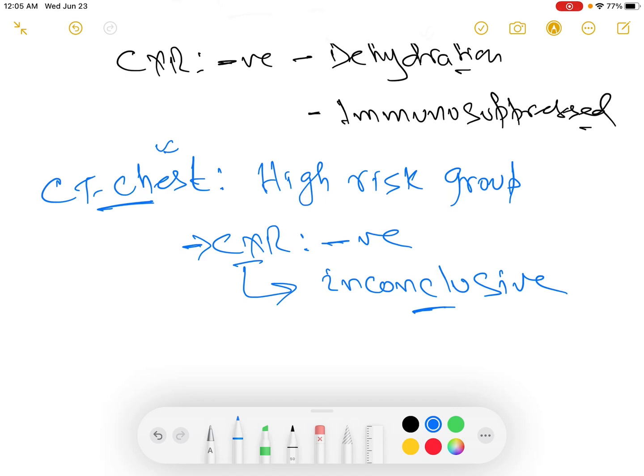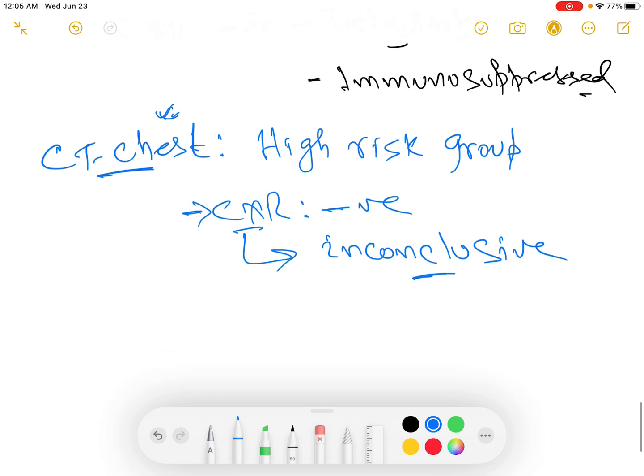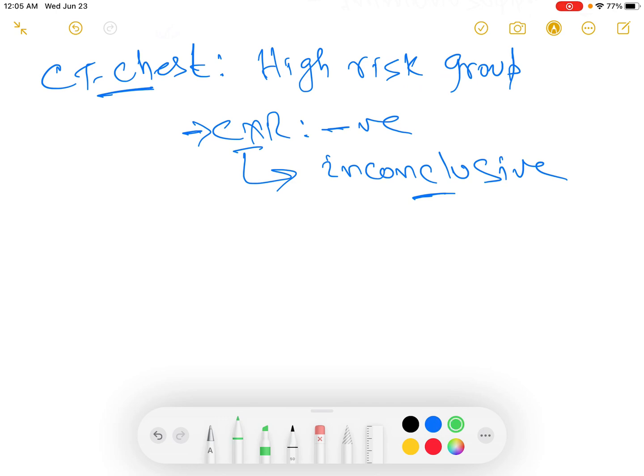Or if the patient has multiple comorbidities and they look sick, they have abnormal vital signs, and the chest X-ray is negative, in that case also it's appropriate to do the chest CT. But generally, you do not need the chest CT all the time. Okay, well, do we need other lab work to make a diagnosis of pneumonia?